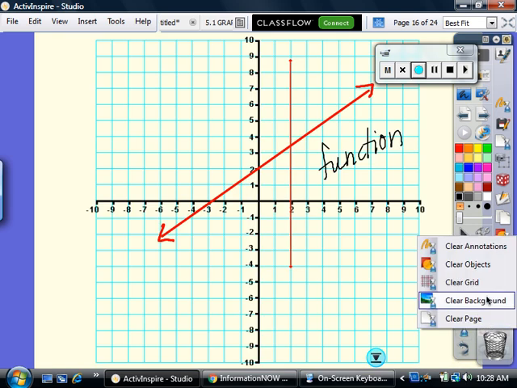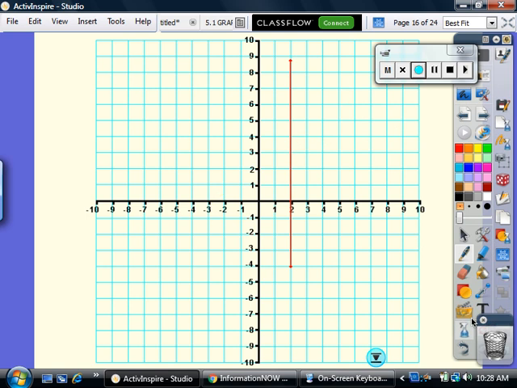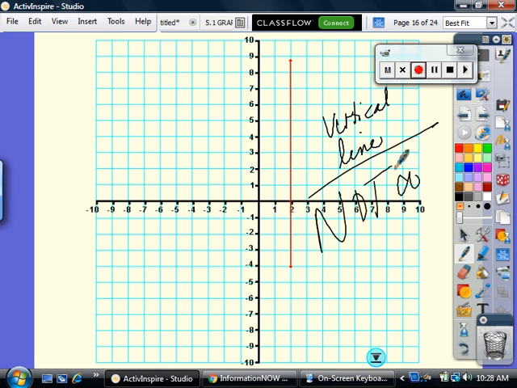All right, let's look at that vertical line. Is that a function? No, it's not a function. All right, what about if I had a circle?